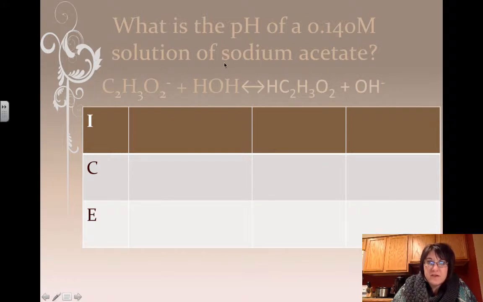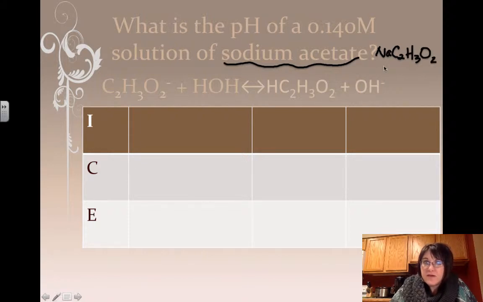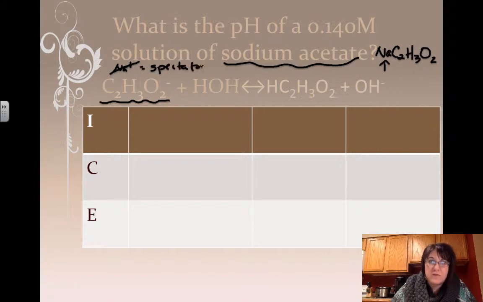Sodium acetate is the salt formed from the sodium ion together with the acetate or ethanoate ion. As this dissolves in water, it's going to break apart completely, because sodium salts are always soluble, into sodium ions, Na+, and the acetate ion, C2H3O2-. Now the sodium ions we just ignore because they are spectator ions. They don't do anything in the reaction.